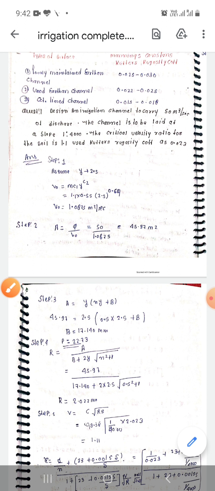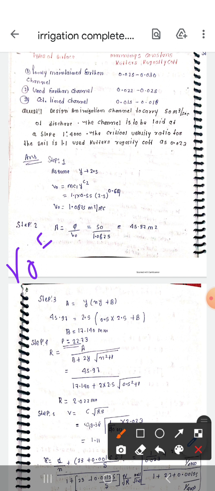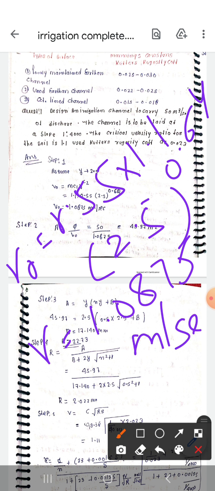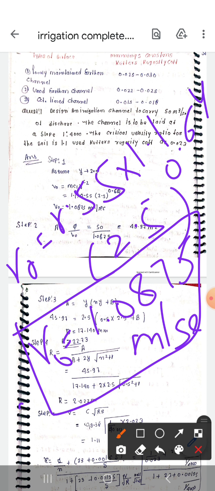Okay, so first step क्या था, assume a trial value. Let us assume a trial value of y as 2.5 and by using this 2.5 value we need to calculate the critical velocity. So critical velocity formula is V naught equals 0.55 m y to the power 0.64. m की वैल्यू गिवन है 1.1, y की वैल्यू हमने अज्यूम किया 2.5. From here velocity has come about 1.0875 meter per second. So critical velocity we have calculated. क्रिटिकल वेलोसिटी वो वेलोसिटी थी जिसमें ना सिल्टिंग होगी ना स्कॉरिंग होगी. Okay, so V naught we have found.